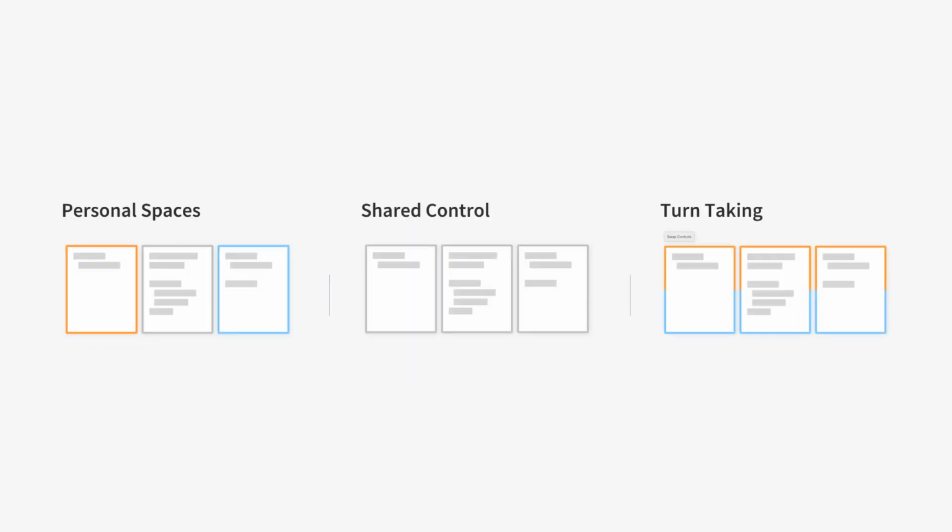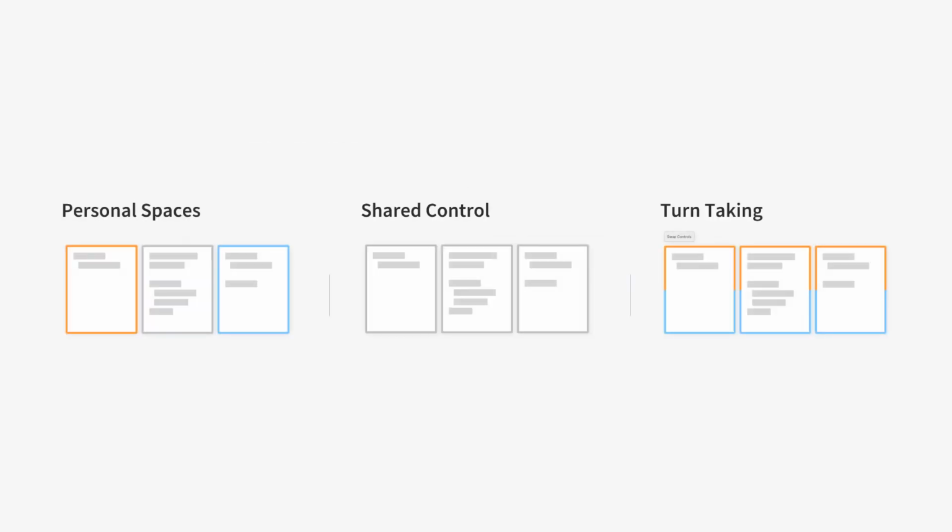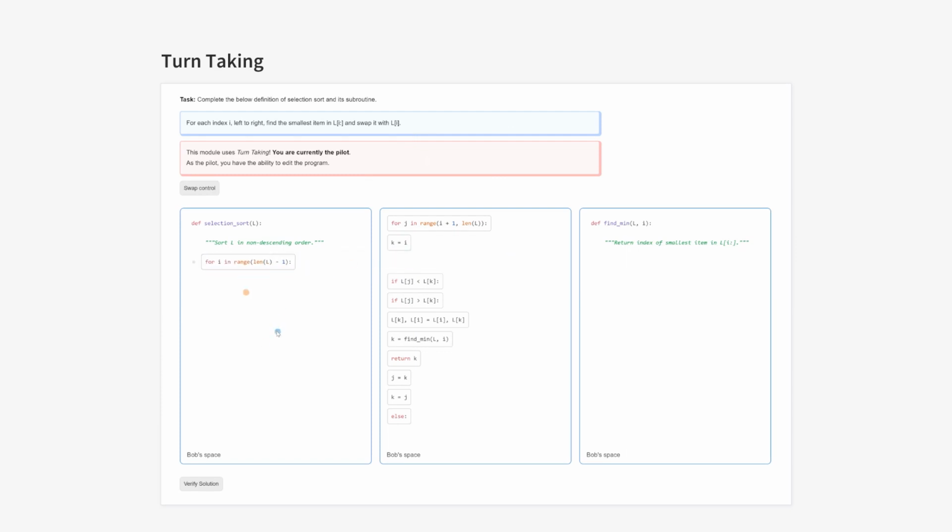To evaluate our design, we compare it against two other coordination conditions. Shared control, where both students can edit both the spaces, and turn-taking, where only one of the students can modify the solution at a time, but partners can swap control to alternate roles, akin to pair programming.